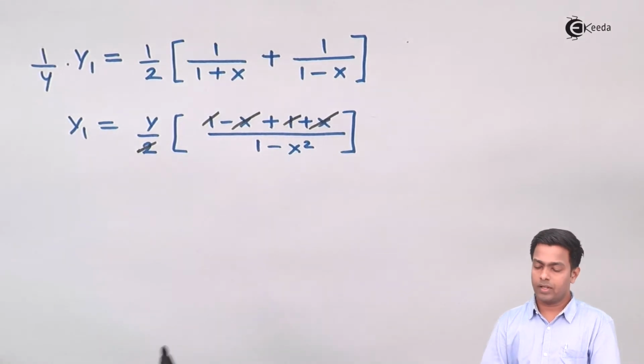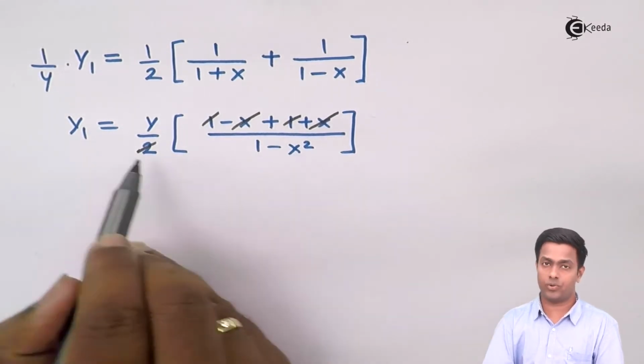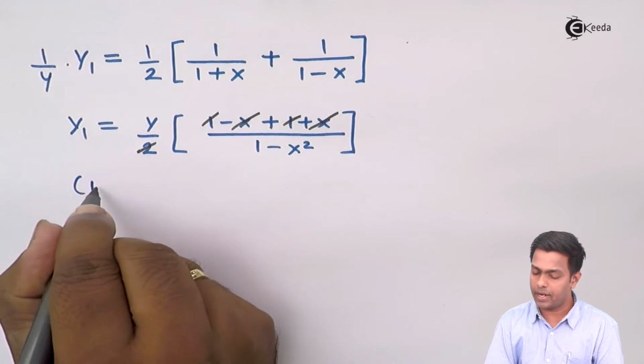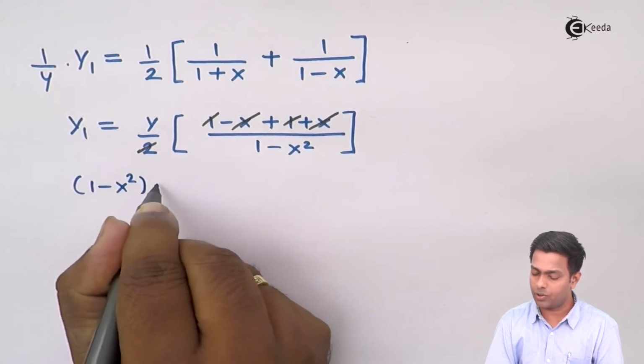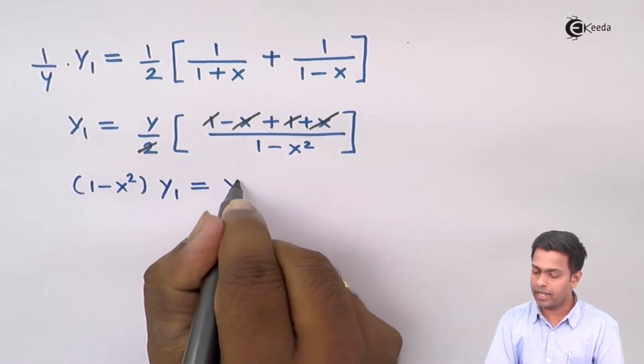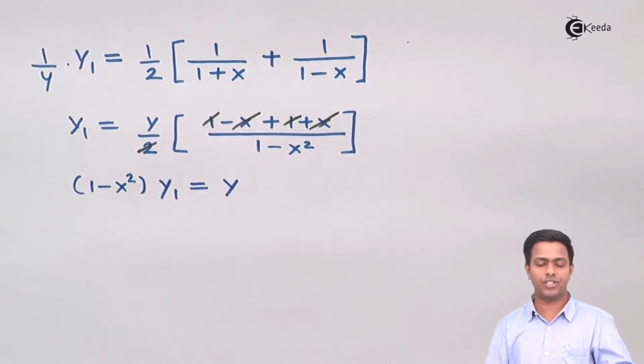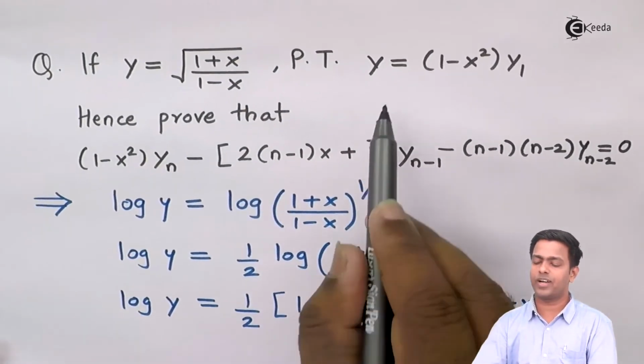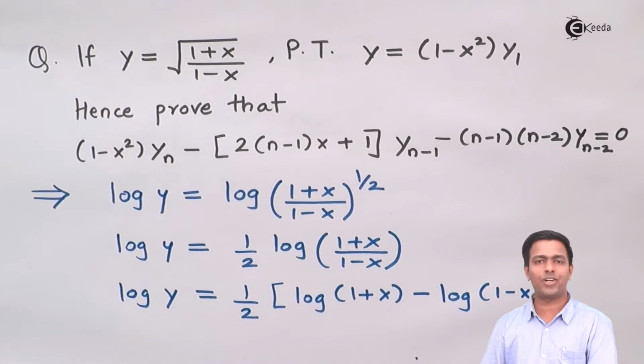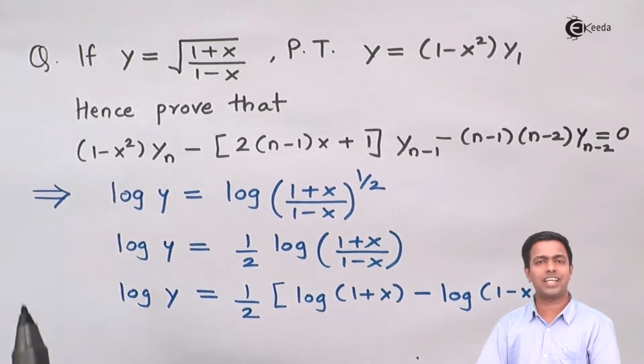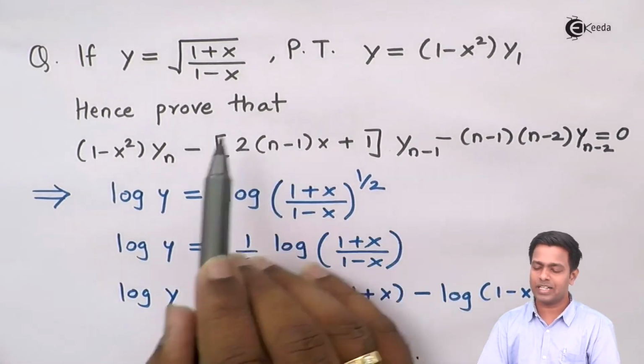So now I'll send this 1 minus x square to the other side. So we will get 1 minus x square into y1 equal to y. And guys, if you observe the question, then we have proved the required result. So by doing this, I got the first result. Now let's start with the second result. So here I have to prove the second result.